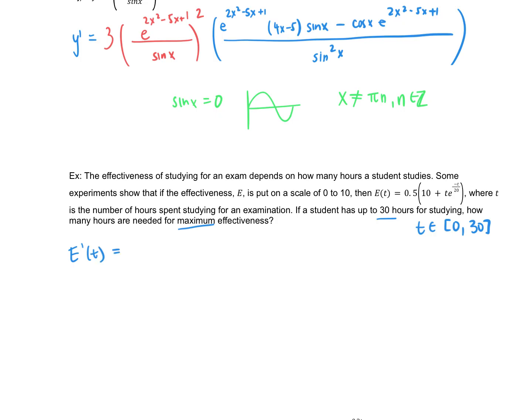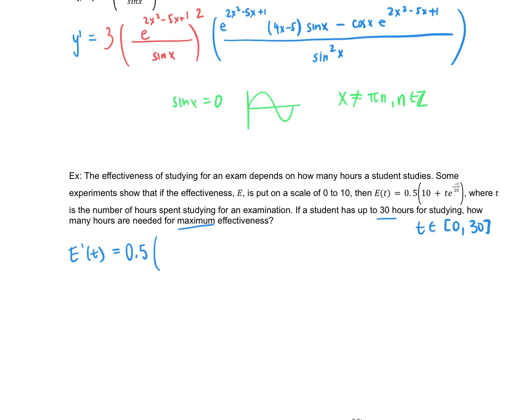Now, that 0.5, if you want to distribute it in, you can, but that 0.5 isn't going to affect our derivative because it's just a constant. So I'm going to leave it out front. And now I'll take the derivative of the inside. The derivative of 10 is 0, so I'm not going to write that.